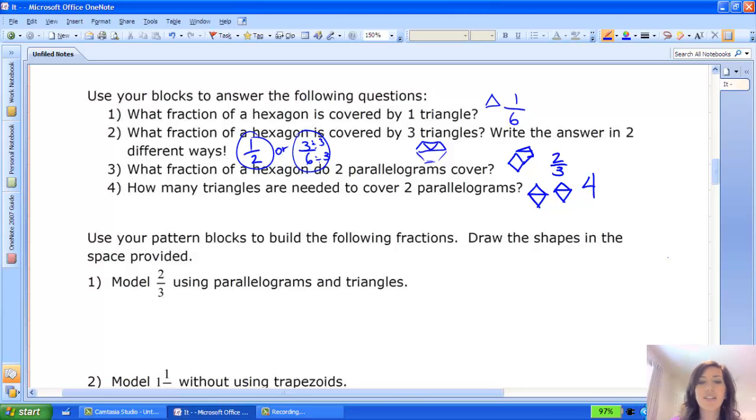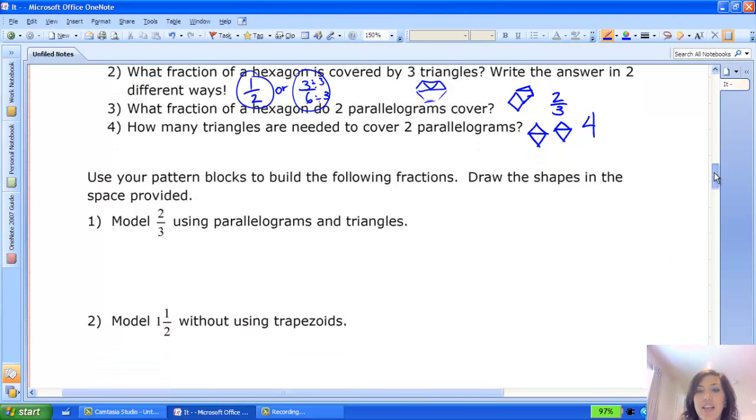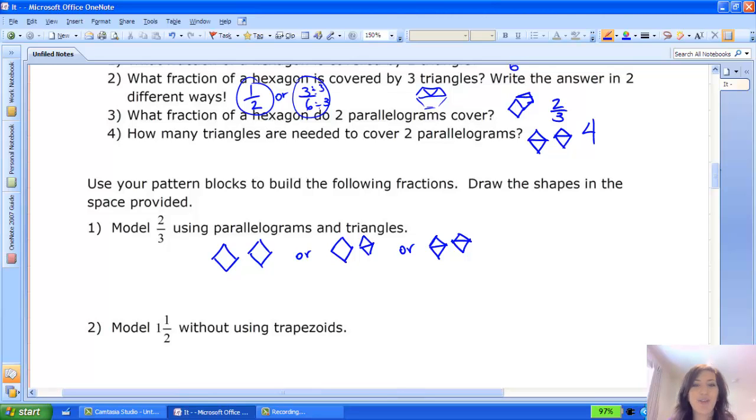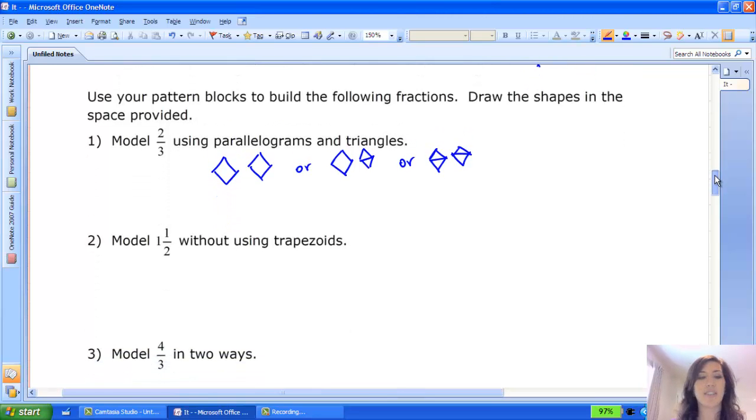Use your pattern blocks to build the following fractions. Draw the shapes in the space provided. Model, please, 2 out of 3, or 2/3, using parallelograms and triangles. So we can say, okay, well, this is 1/3, and this is 2/3 with parallelograms. We could make 2 triangles here to make a parallelogram. So those 2. Oh, and I also saw some people do it like this, with 4 triangles. Those would be 3 different ways to model 2/3 using parallelograms and triangles.